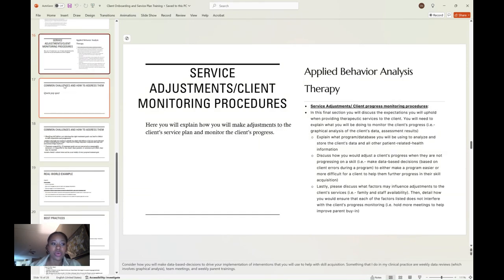Moving on to our last page here in the template is the service adjustment and client monitoring procedures. Here you will explain how you will be making data-based decisions to drive any adjustments that you make in the treatments that you provide to the client. Something that I do in my clinical practice are weekly data reviews, which involves graphical analysis. I attend team meetings where we discuss the client's progress, and then I also conduct weekly parent trainings.